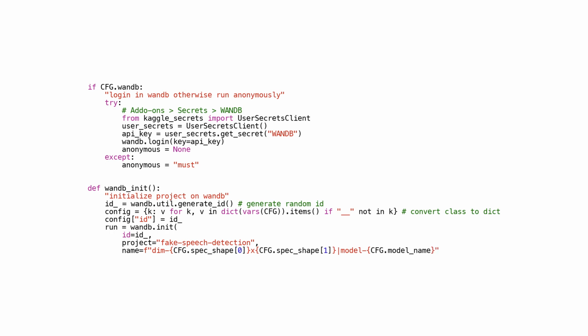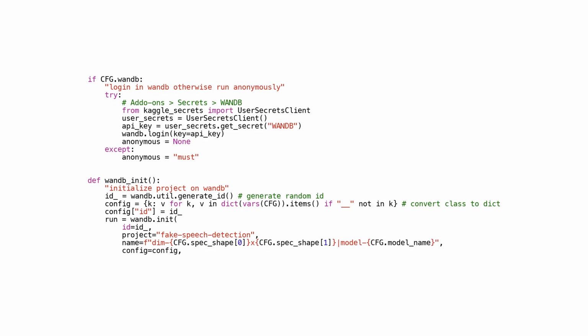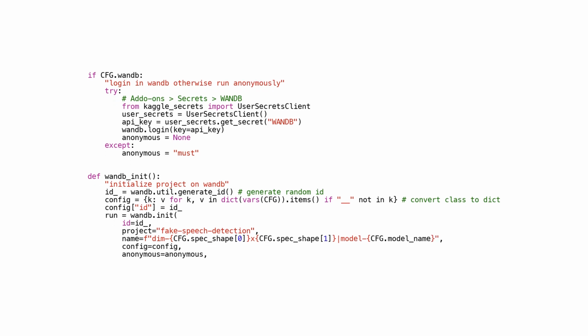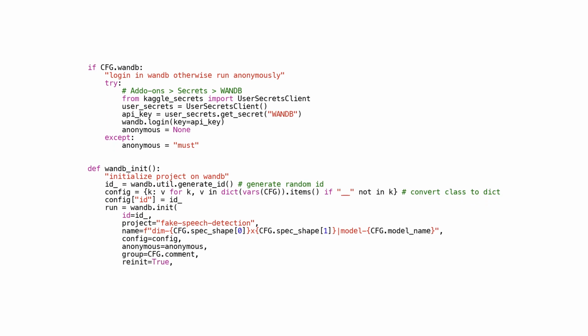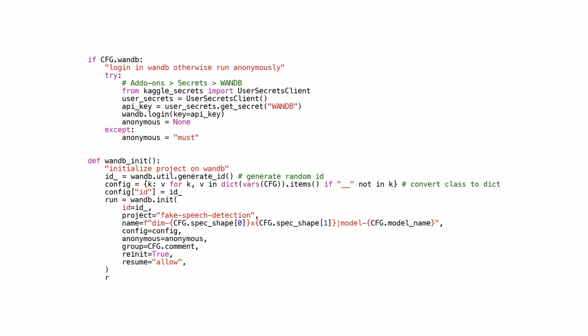Think of it like this. If you have that Kaggle API key, it's like having the ultimate party pass. You can log into WANDB and start your own personal party there. Otherwise, it'll be a public bash.